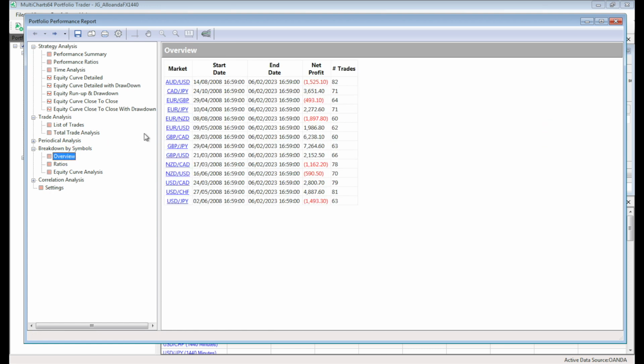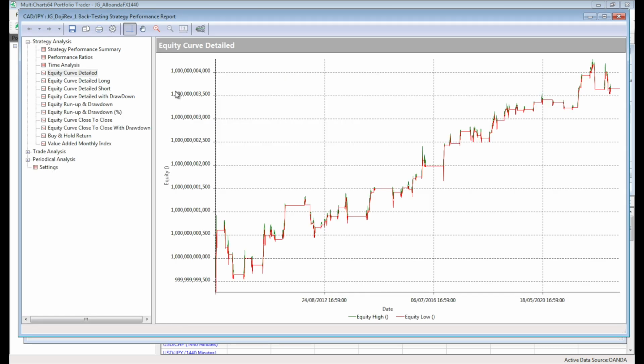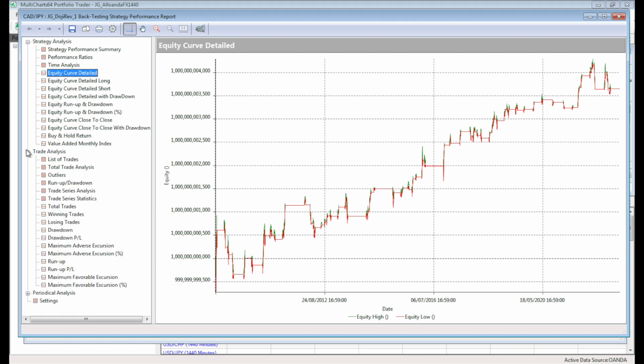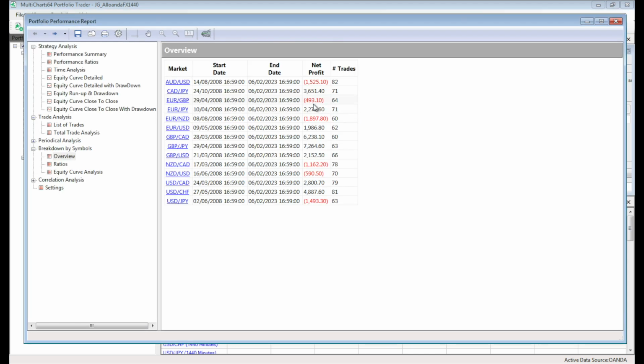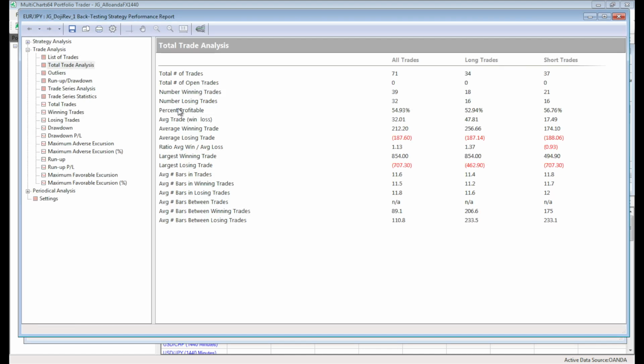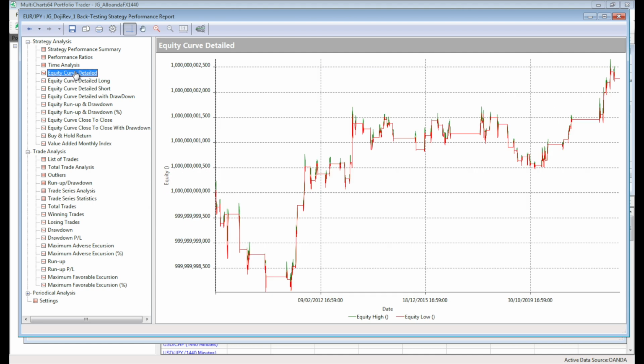Looking at the individual pairs, Canadian, Japanese yen, nice equity curve. I suspect a decent size average trade. Yeah, 51 pips, that's large. 66% profitable, it's not bad. Euro pound, not making money. Euro yen, decent average trade at 32 pips. Equity curve's not the best, but it's going up.